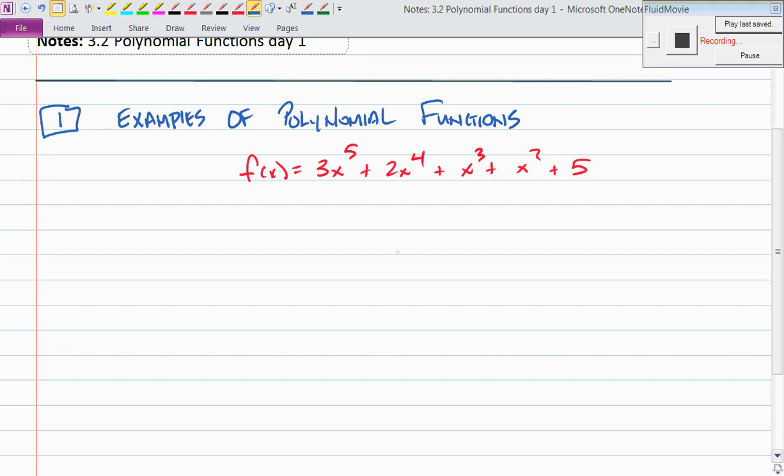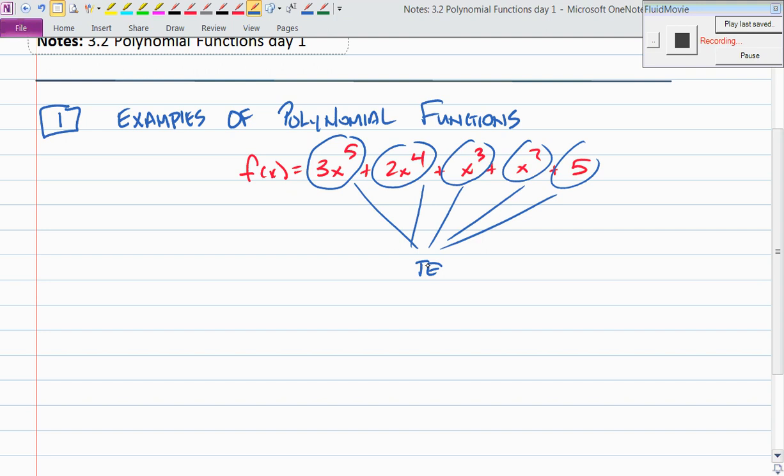But there's a couple of pieces that I want to get out of here that I want to introduce you to. First of all, each of these things right here, this piece, this piece, this piece, this piece, and this piece, these are each called terms. So how many terms does this polynomial have? 5. Yeah, this has 5 terms altogether, right? There are 5 terms in this case. And in this case, the leading coefficient is the number that's right in front of the highest degree term. So we call this thing the leading coefficient.